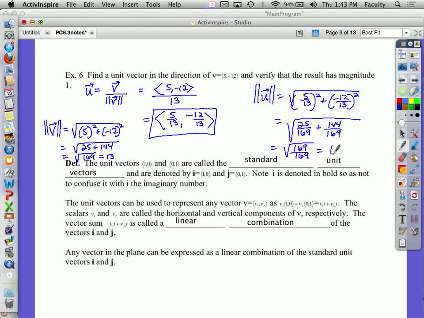Okay, any questions on that? Getting the unit vector. So remember, the definition of a unit vector is the given vector divided by its magnitude. Very simple. We'll figure out why we want to do that in the next lesson. All right, then go ahead and fill in the next couple of definitions, and then we're going to stop there today.